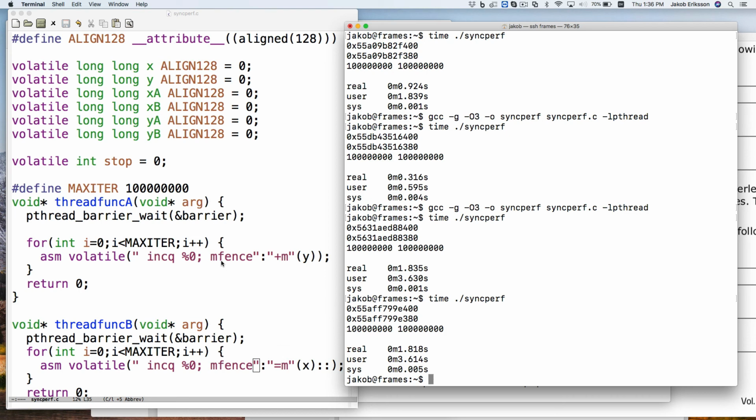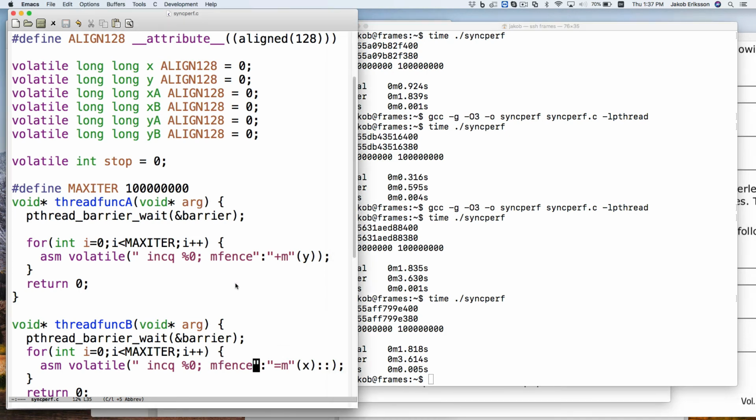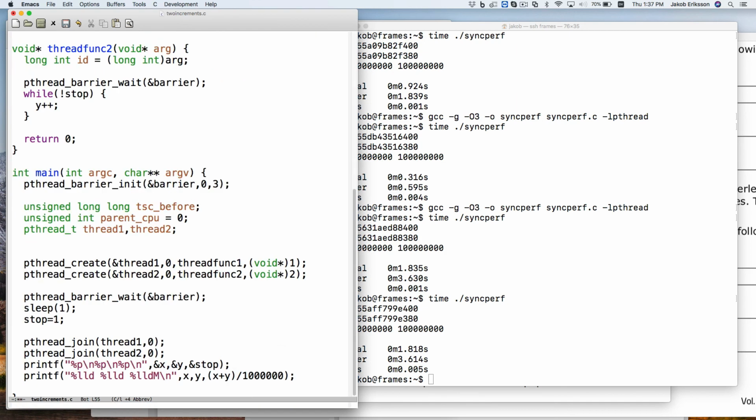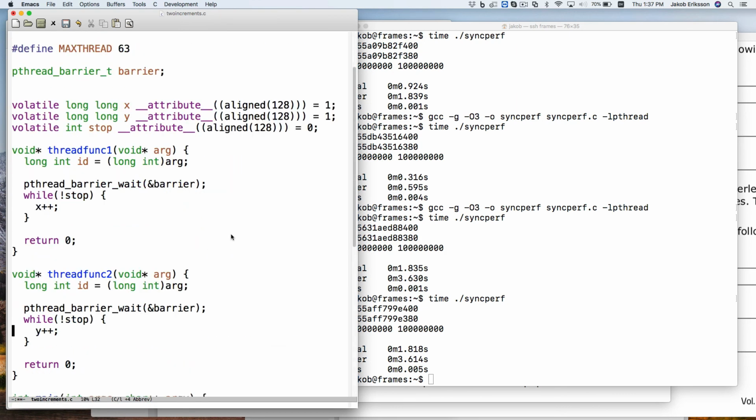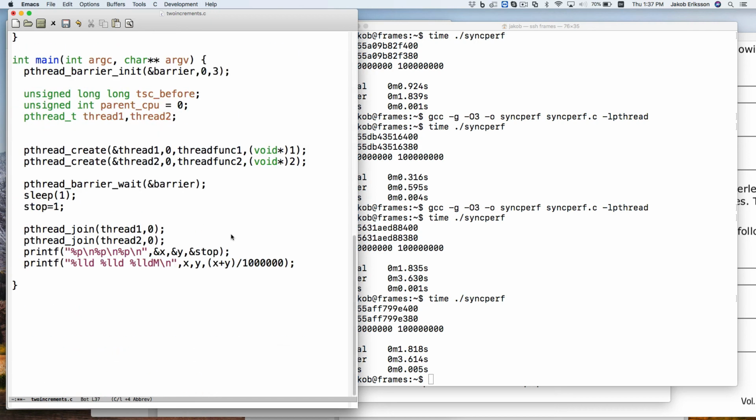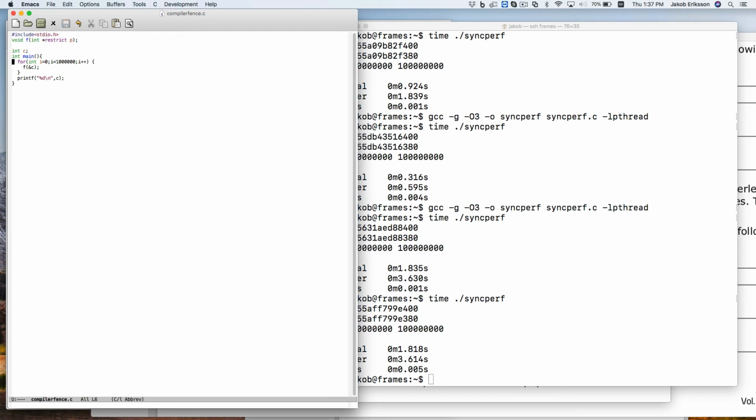But we very commonly use an optimizing compiler, and an optimizing compiler can only do well if we actually tell it what we mean. Sometimes we have to be a little more explicit than we usually are. So I had a few examples. Let's see if I have a compiler fence. Let's see what's in this.